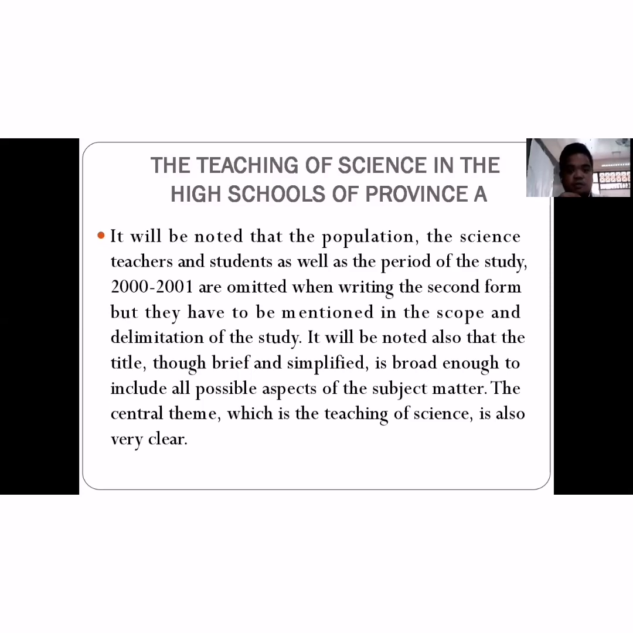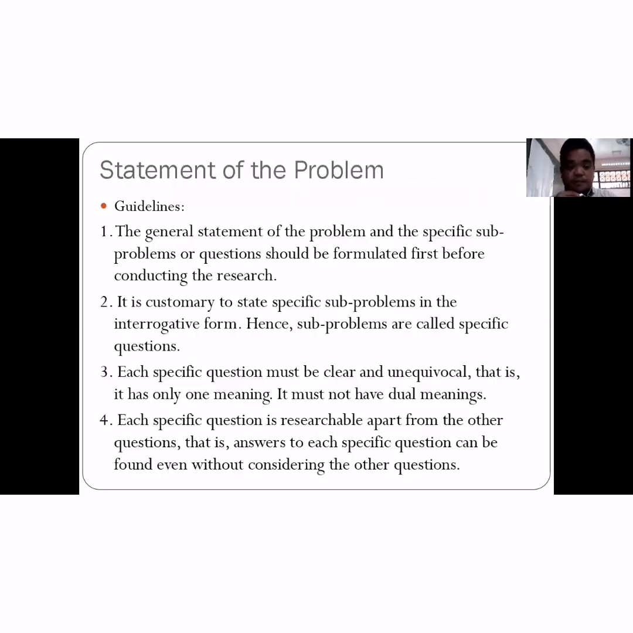It will be noted that the population, the science teachers and students, as well as the period of study are omitted when writing the second form, but they have to be mentioned in the scope and the limitation of the study. It will be noted also that the title, though brief and simplified, is broad enough to include all possible aspects of subject matter. The central theme, which is the teaching of science, is also very clear.